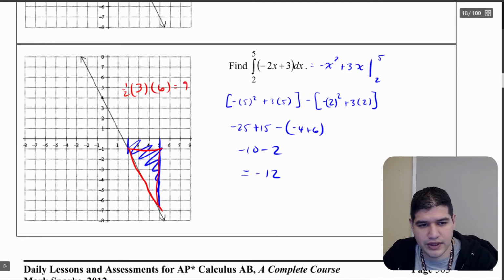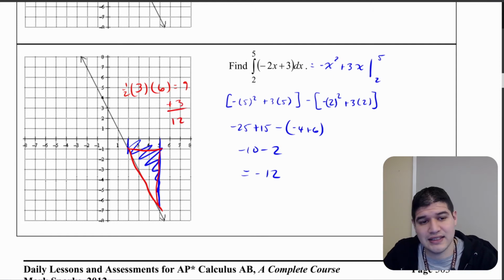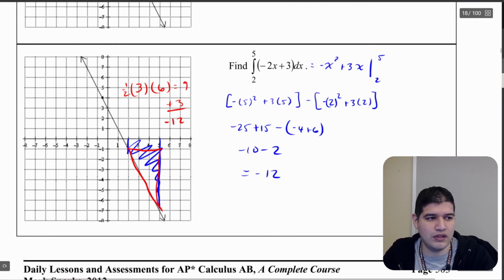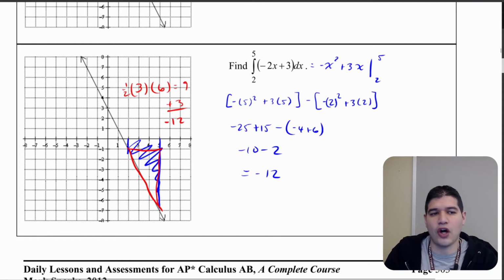And then I have 3 squares right there in that rectangle. So plus 3. And that's going to get me 12, and since it's all below the x-axis, that's going to be a negative 12. So you see that these are matching up.